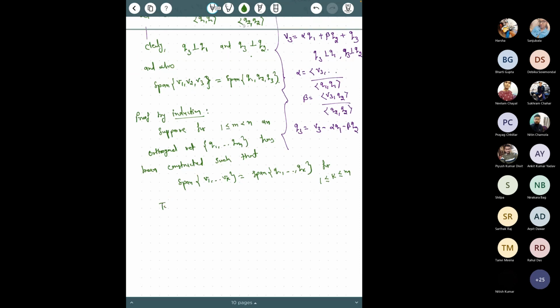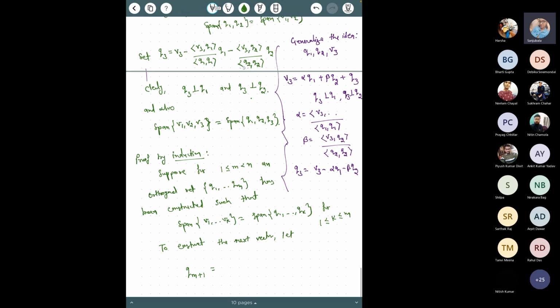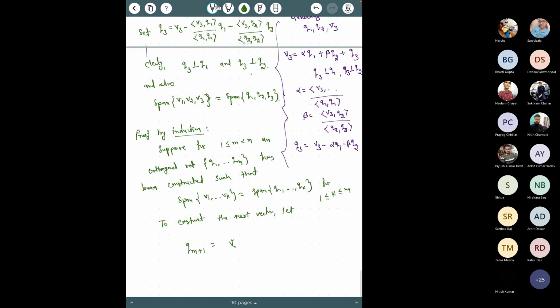Okay, now to construct the next vector, can you tell me what would be the next vector, let's say Qm plus 1, just by using this idea? It would be Vm plus 1 minus the summation, j equal to 1 to m, of Vm plus 1 Qj divided by length of Qj square, times Qj.